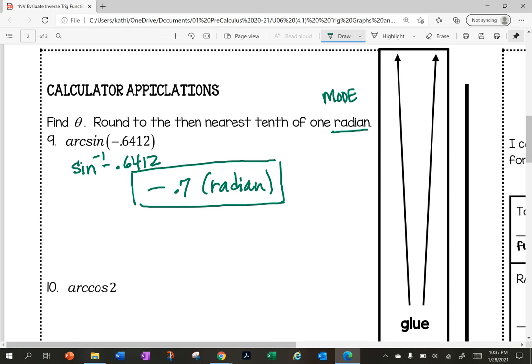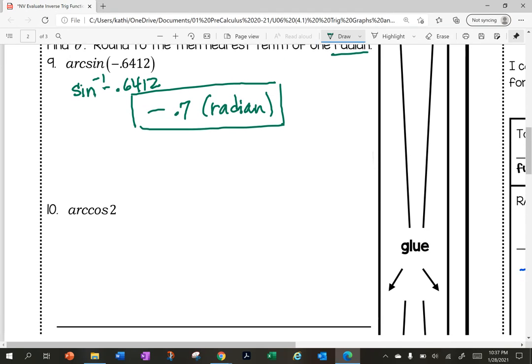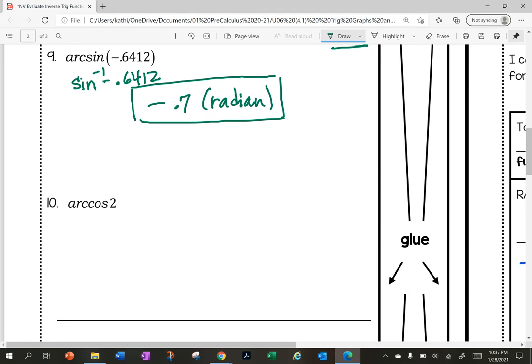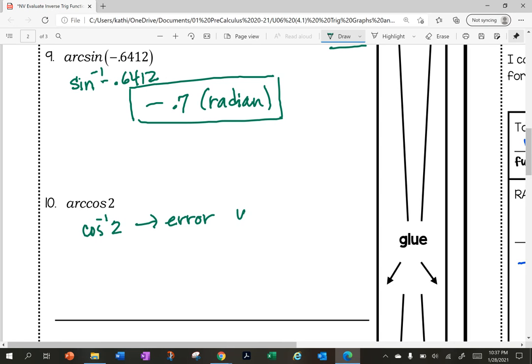Okay, what is the arc cosine of 2? So this is cosine inverse of 2. I'm going to type in my calculator, second cosine of 2, and I get an error. An error means I'm undefined.